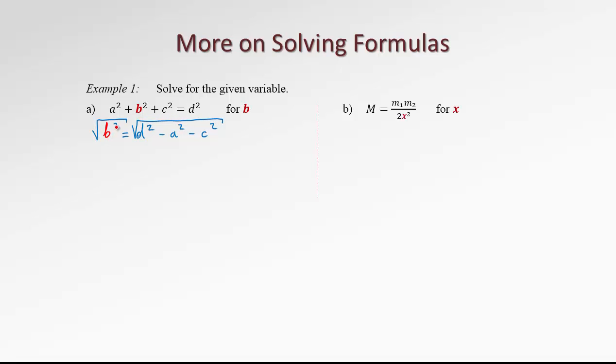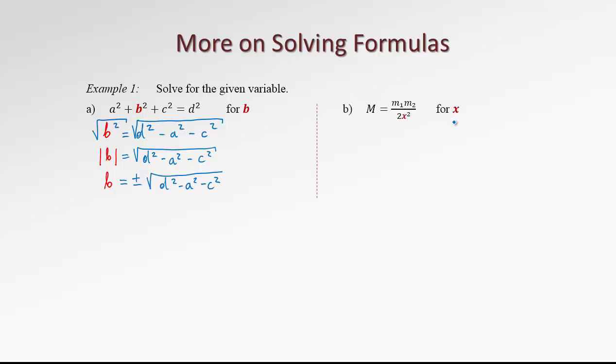So the square root of b squared will give us the absolute value of b, and the square root of this expression has to stay as it was. There's nothing we can do about this. Therefore, b by itself is given by the formula plus or minus the square root of d squared minus a squared minus c squared. So formally we have two possibilities, positive or negative root. However, if we for example know that b represents a distance, then we'll neglect this negative possibility and give the answer just as a positive root.